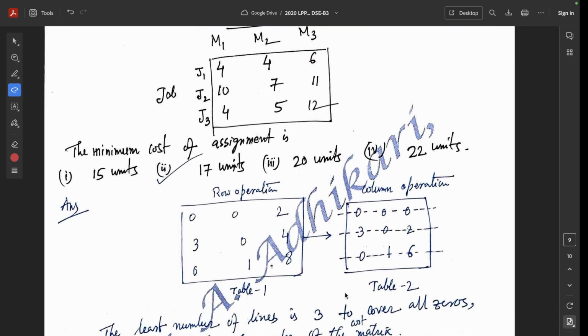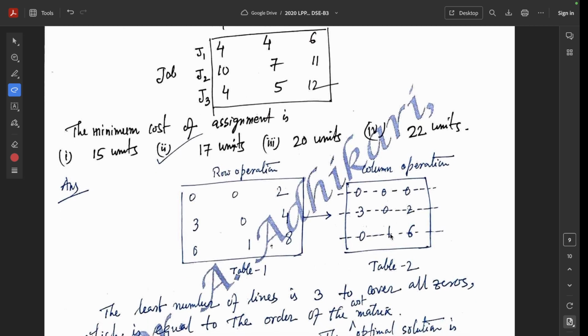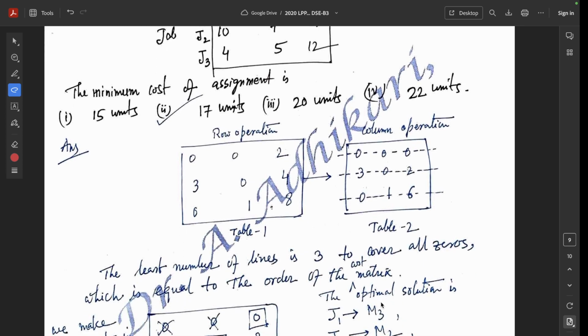Now we draw horizontal and vertical lines to cover all the zeros. The minimum number of lines is 3, which is equal to the order of the cost matrix. So we can get the optimal solution from this table.